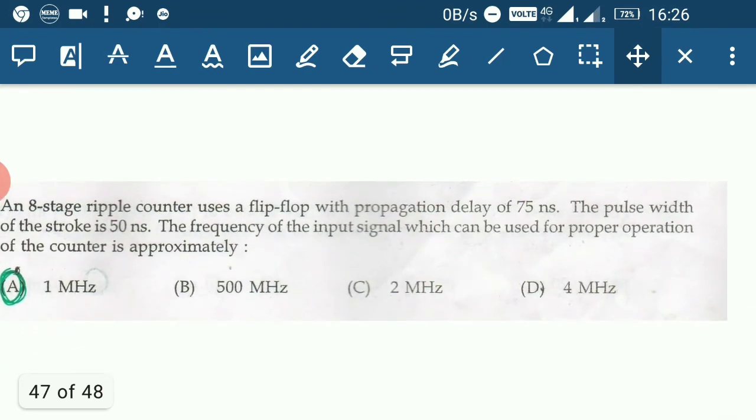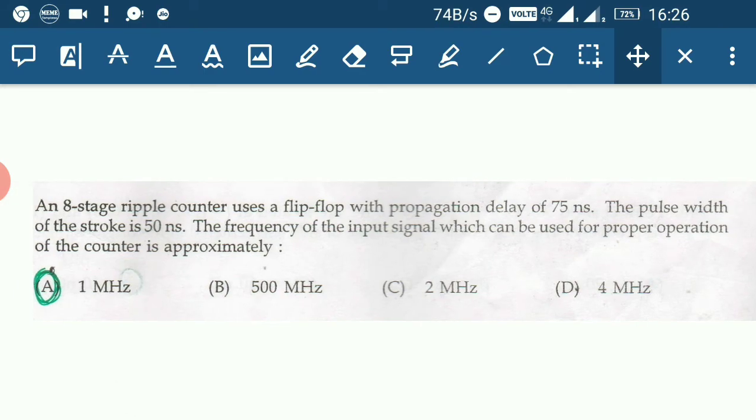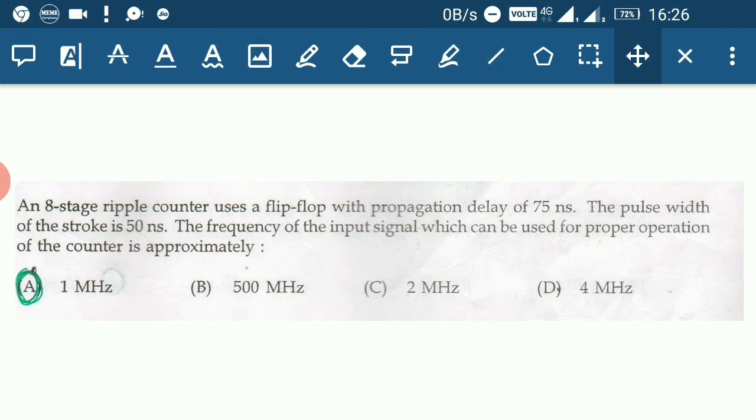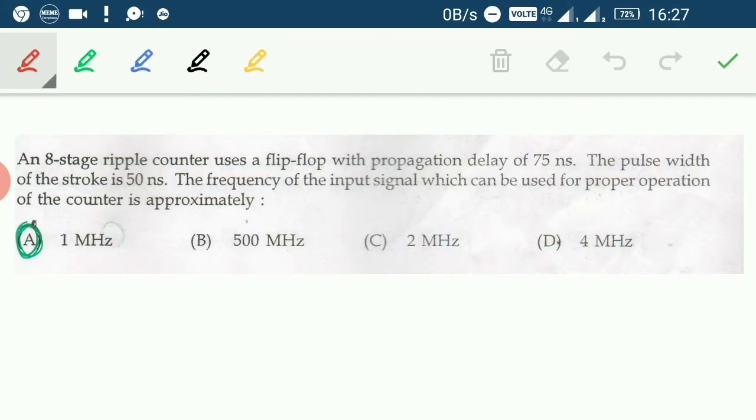Next one, yeah. An 8-stage ripple counter uses a flip-flop with a propagation delay of 75 nanoseconds. The pulse width of the strobe is 50 nanoseconds. It is not stroke, it is strobe. What is the frequency of the input signal which can be used for proper operation of the counter? Right, here they have given the propagation delay. Propagation delay is 75 nanoseconds.